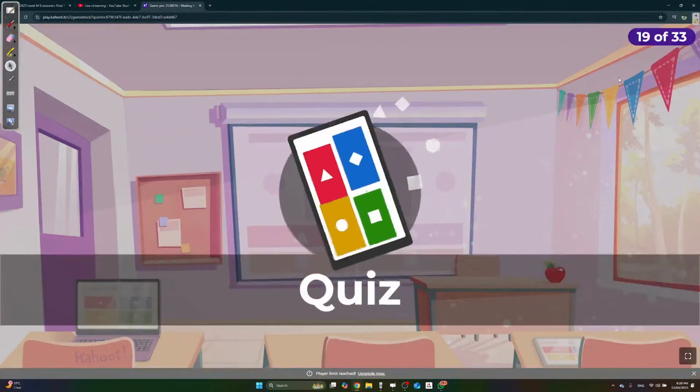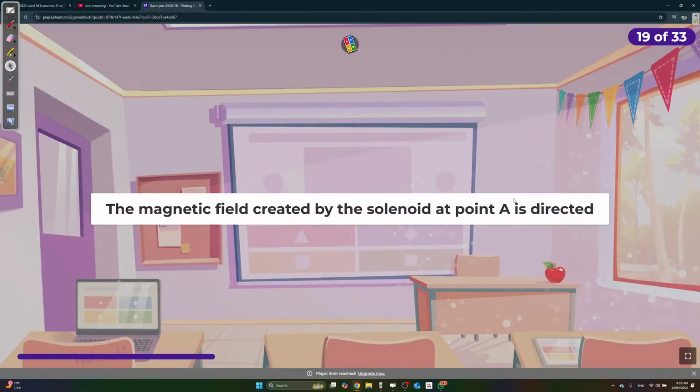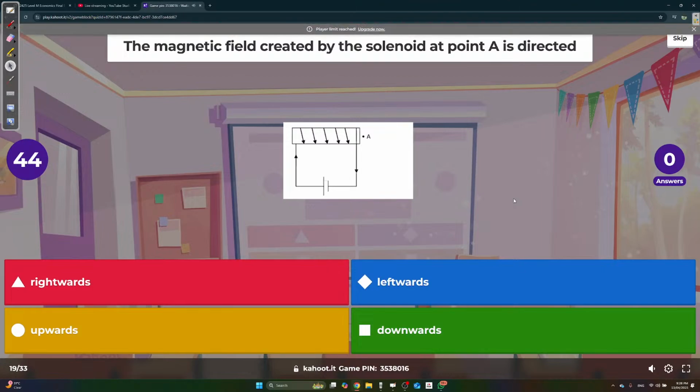طيب. Next. The magnetic field created by the solenoid at point A is directed where?